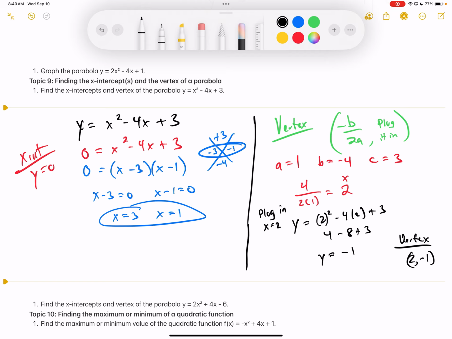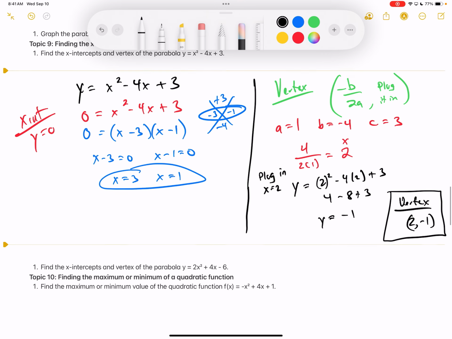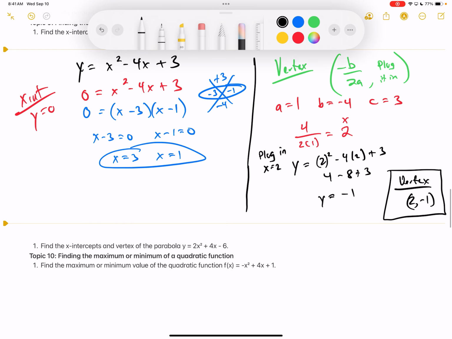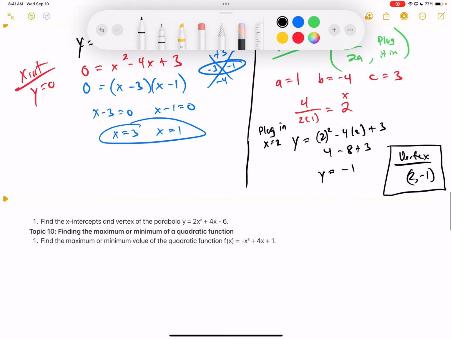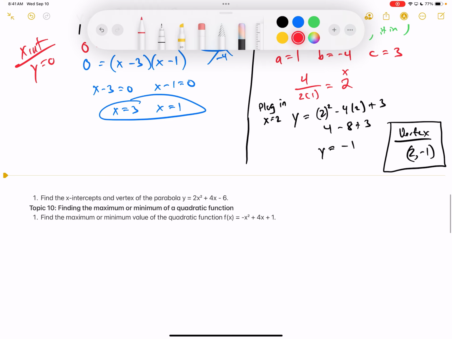Okay, so that's all I got to do on that one: find the vertex and the x-intercept. You kind of get used to finding the vertex because you're going to have to do it a bunch on these problems. Like I said, the vertex is so important. It's a turning point, where the ball goes from up to down. It gives you the axis of symmetry. It gives you the minimum or maximum.